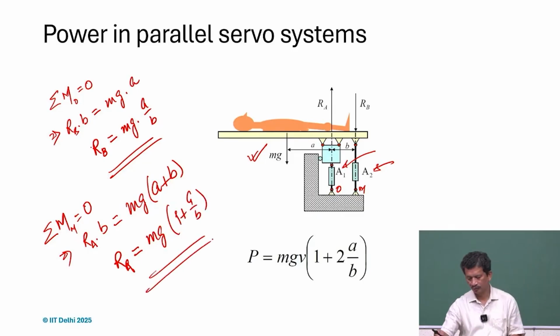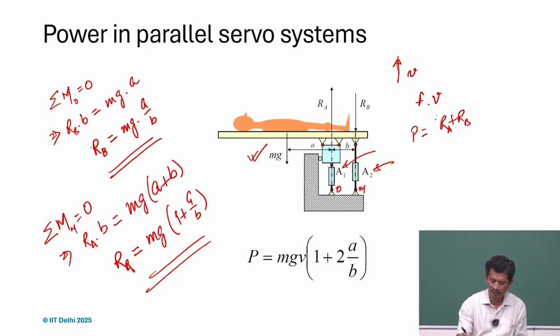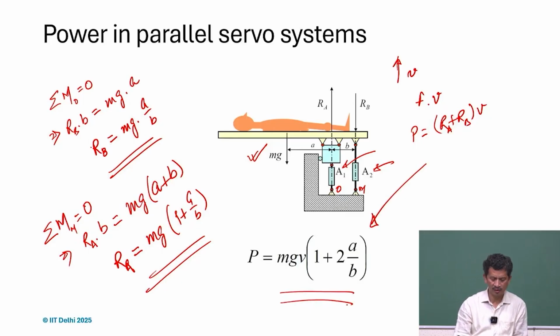So the two actuators, these are the two forces they will experience, and if they have to lift the patient with velocity v, then F times v, the power, will basically be (RA plus RB) times v, and if we substitute that, we get mgv times (1 plus 2 times A by B).